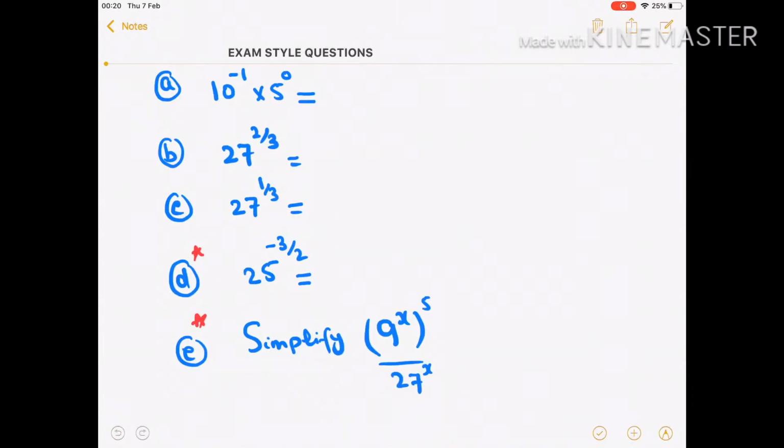Now we are going for some exam style questions. Suppose question number 1, 10 to the power minus 1 times 5 to the power 0. First we have to make the 10 positive, change the position and make 10 positive. And 5 to the power 0 is 1. So 1 over 10 to the power 1 is 10. So the answer is 1 over 10. Next question.